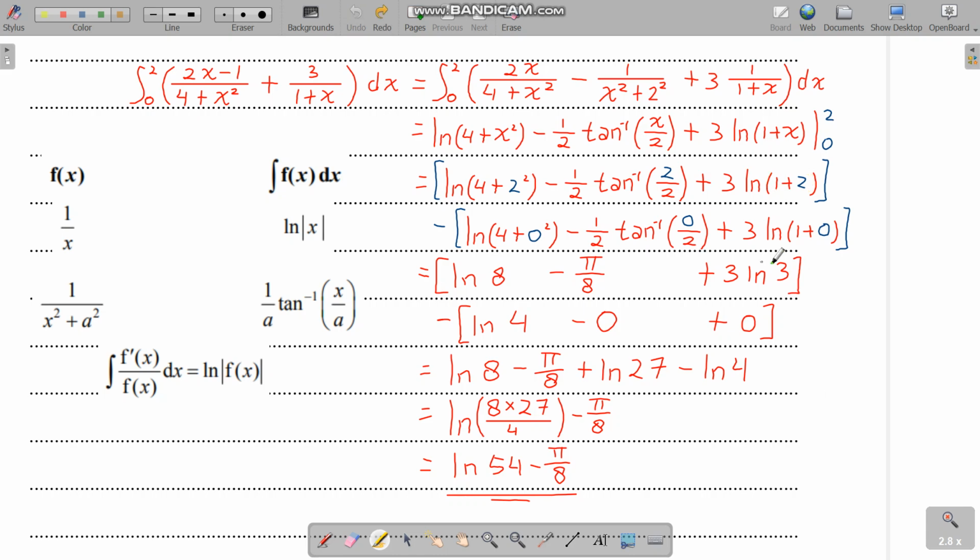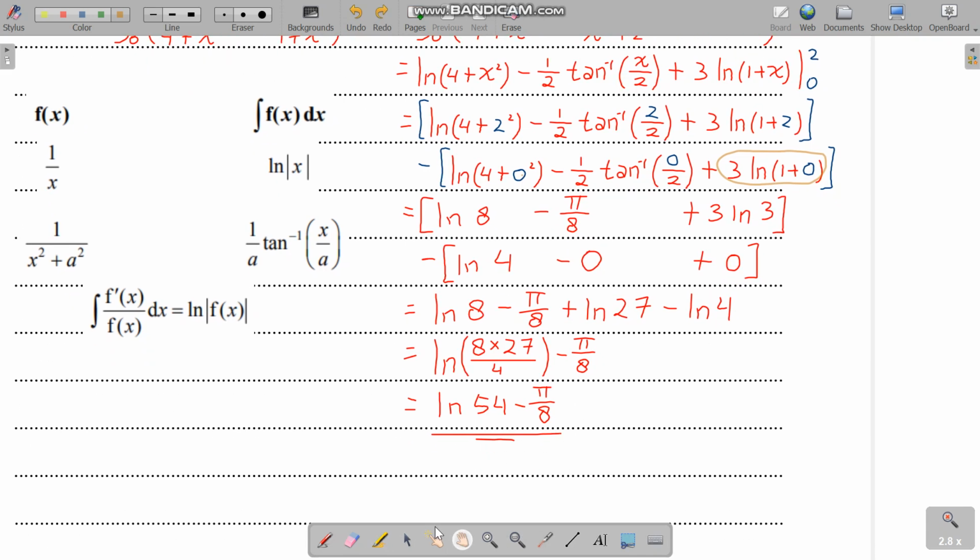So you have 3 ln 3 from here. And from here, again, there's nothing you can do, just write ln 4. And from here, it's okay to use the calculator because you will get exactly 0. So now we simplify. We have ln 8 minus pi over 8. So from we get this.